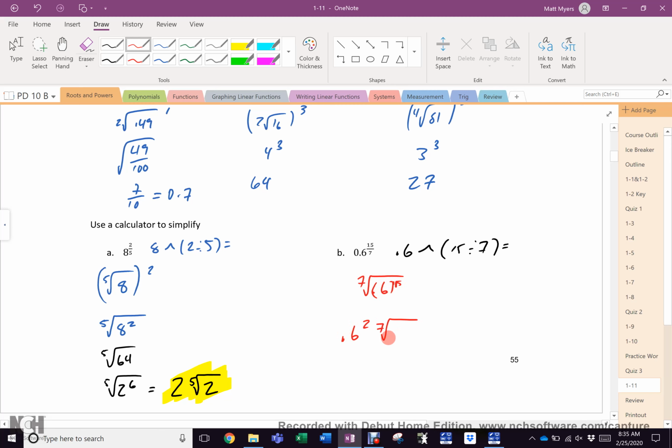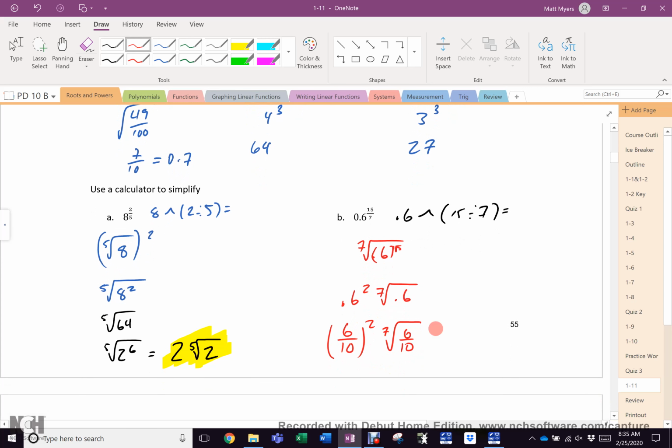What did I leave under there? 0.6. Now, if we were really doing this, it would be 6/10 squared, 7th root of 6/10. And if we were really doing that, it would be 36/100, 7th root of 6 over the 7th root of 10. Is that allowed? So we would rationalize it by multiplying it by the 7th root of 10 to the 6th. And we'd go further, but we're not going to do that because that's way too far that we don't need to go today. Okay?